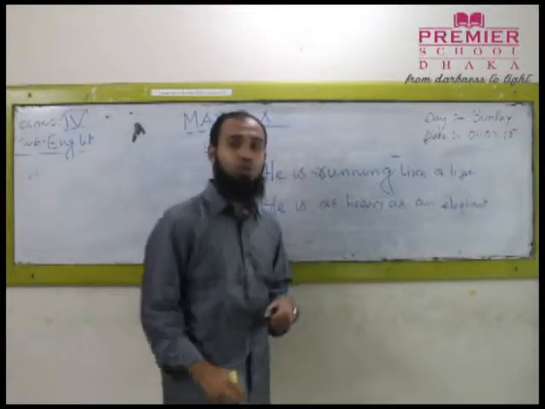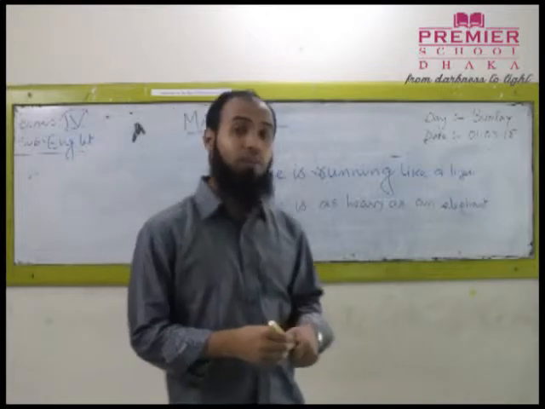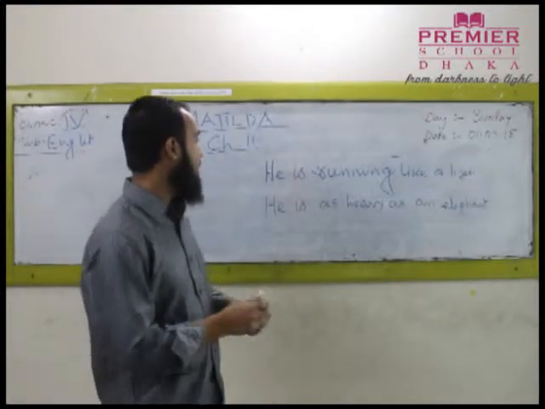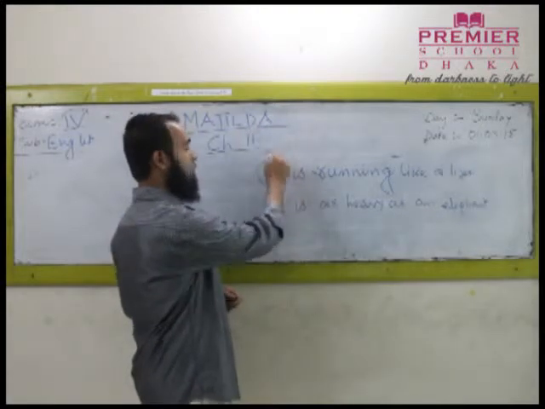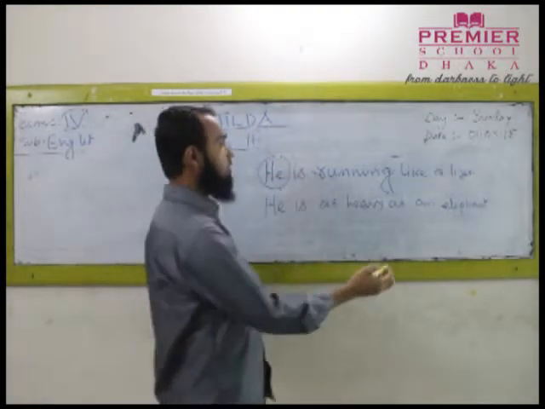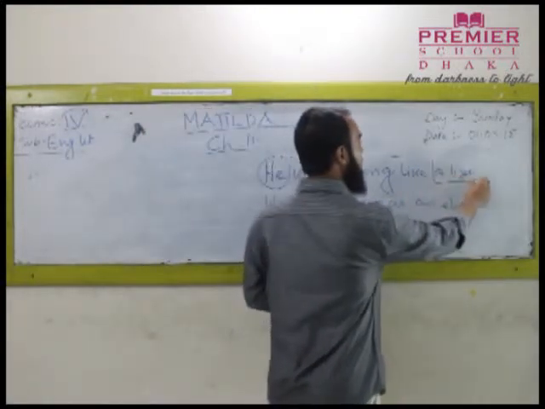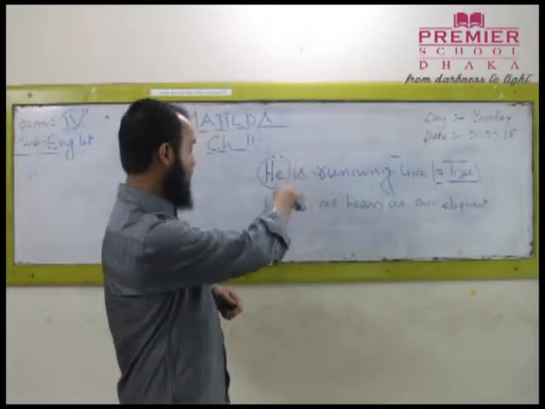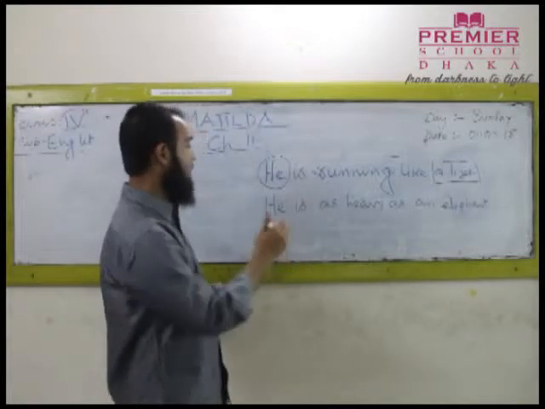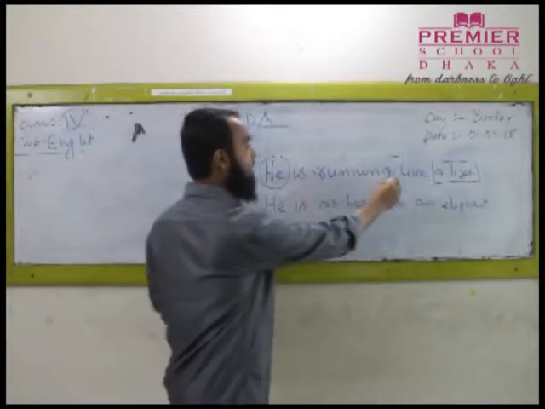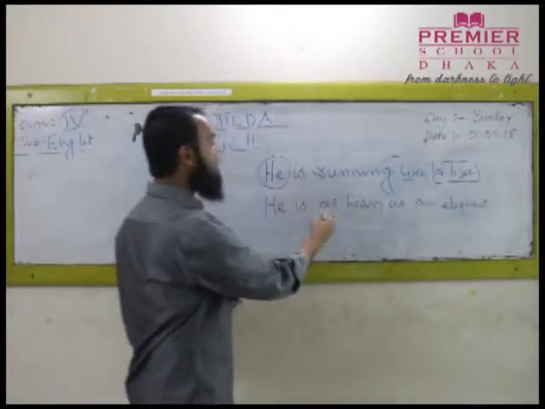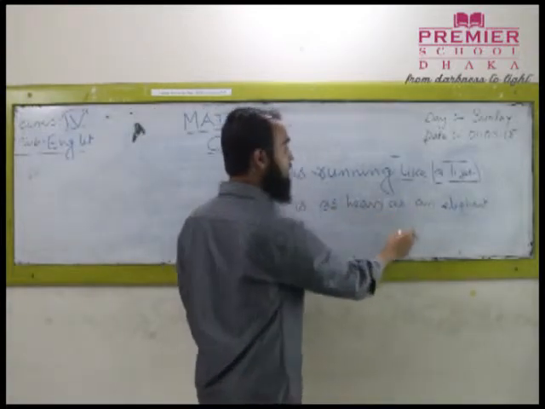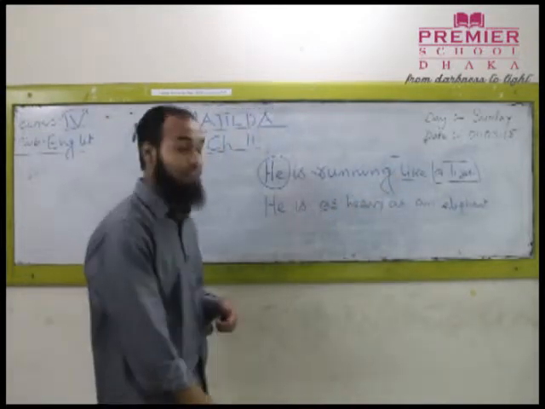In these two examples, what is common is that he is running like a tiger. This person is compared with a tiger. And two things are common in both examples. Number one, he is running like a tiger. He is as heavy as an elephant. So two things are compared using like or as.